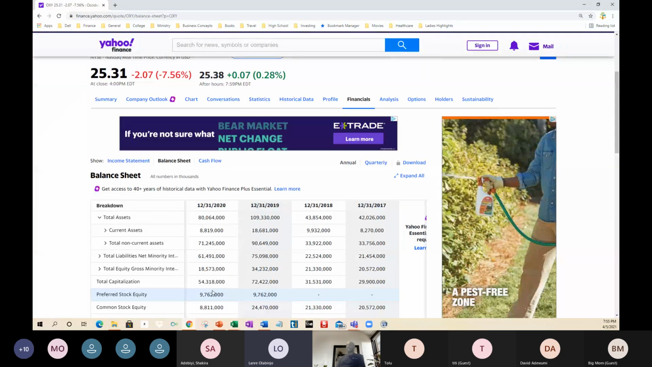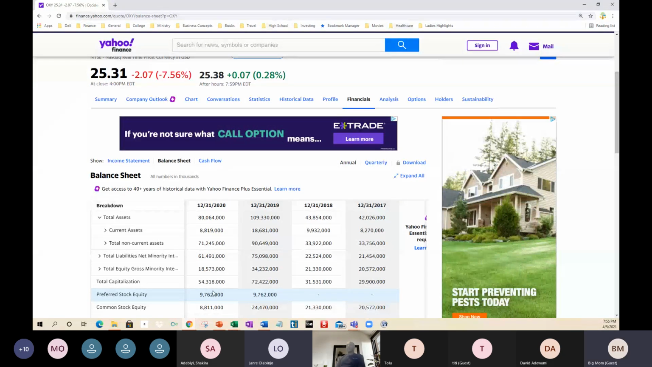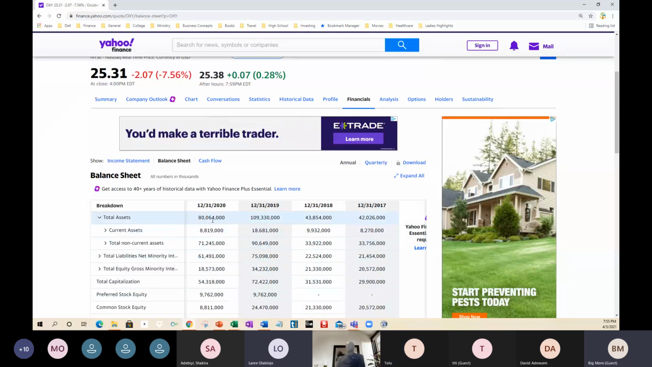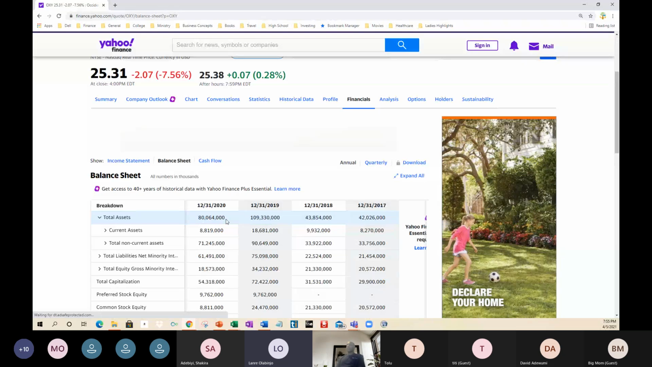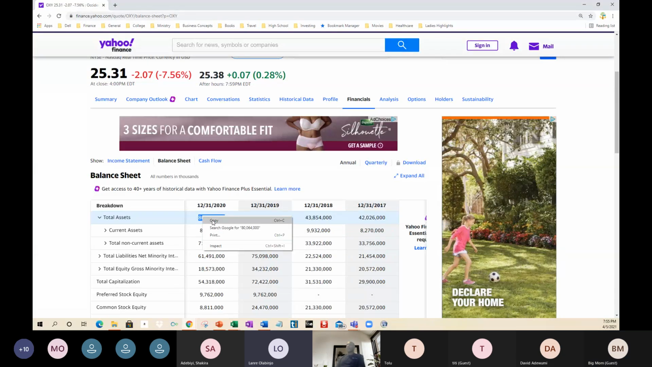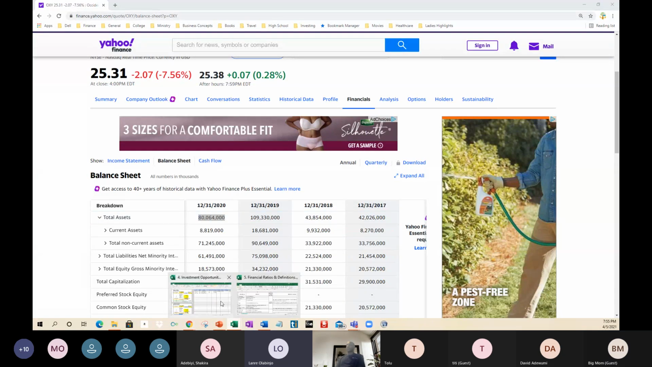It's on the screen. 86 billion. 80 billion. It's really not 80 million. You see, it's 80 with 6 zeros, but since this is in thousands, their total asset as a company is 80 billion. So I'm going to copy that and put it into my sheet.